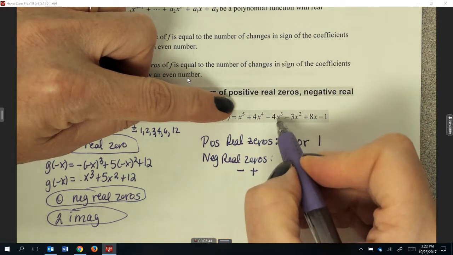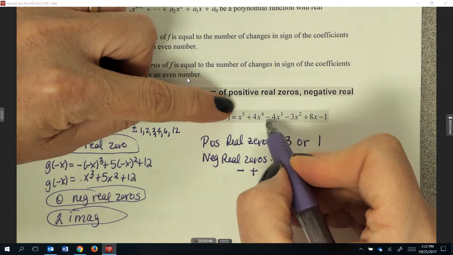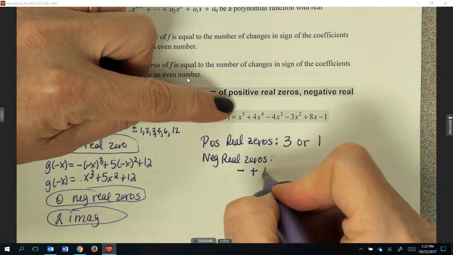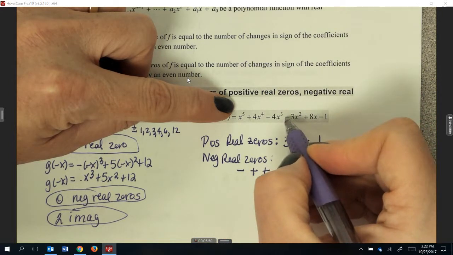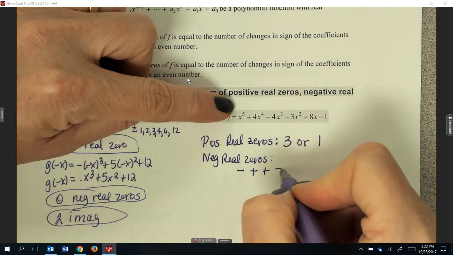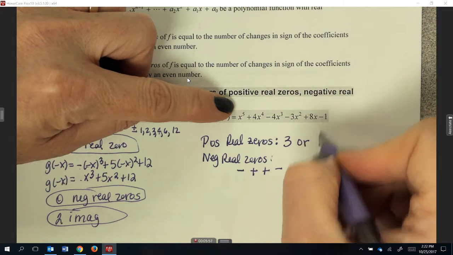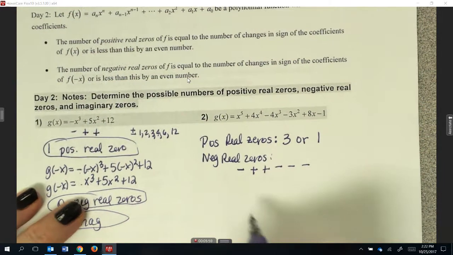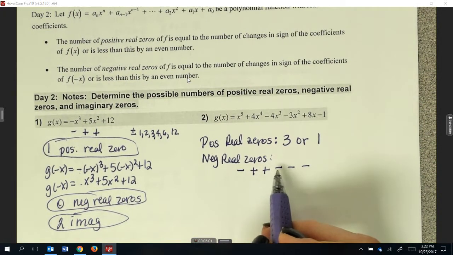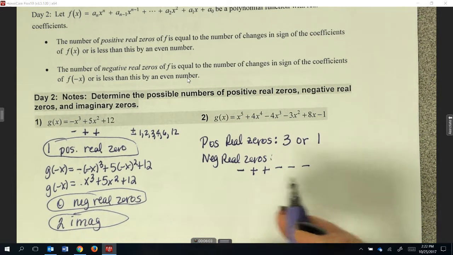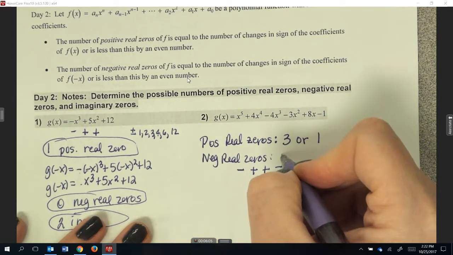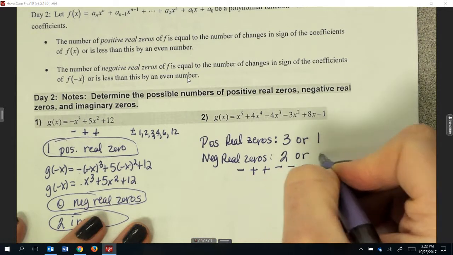Positive, right? What's a negative cubed times a negative? Positive. What's a negative squared times a negative? Negative. What's a negative times a positive? And then I just have negative 1, so that's negative. So how many sign changes do I have? 2. So for the negative real zeros, I can have 2 or I could have 0.